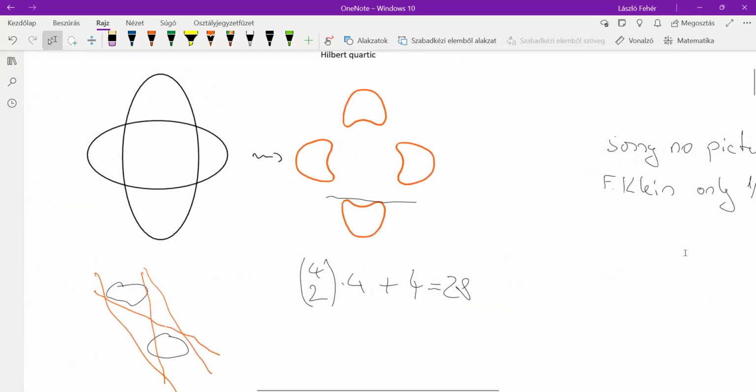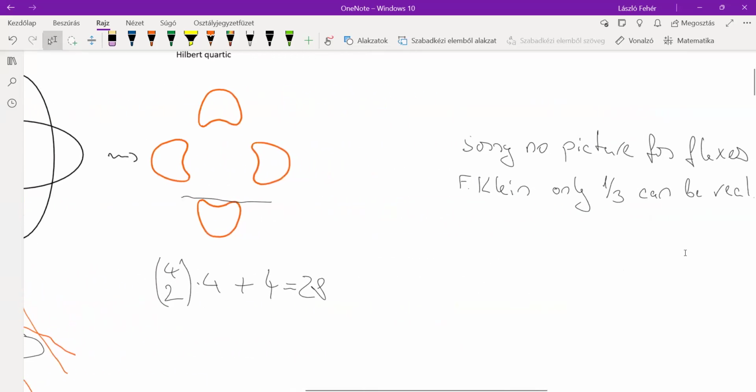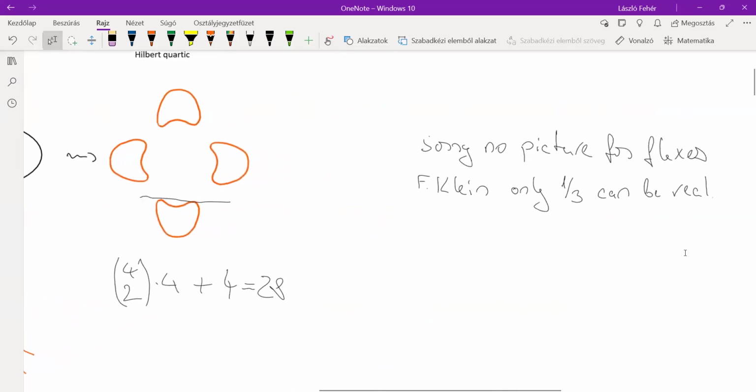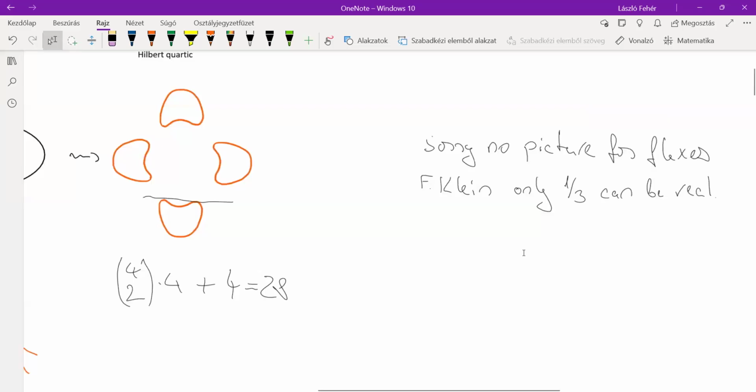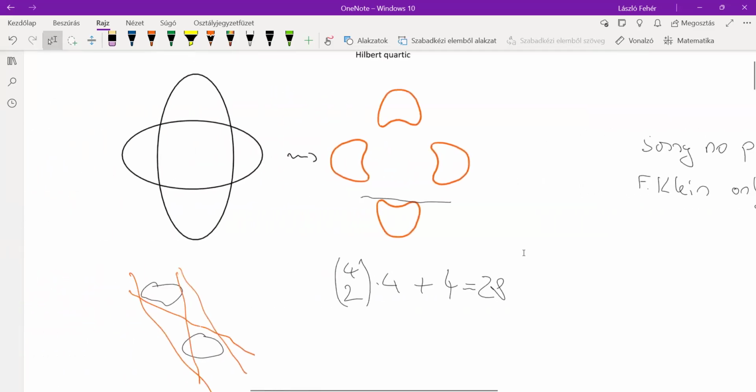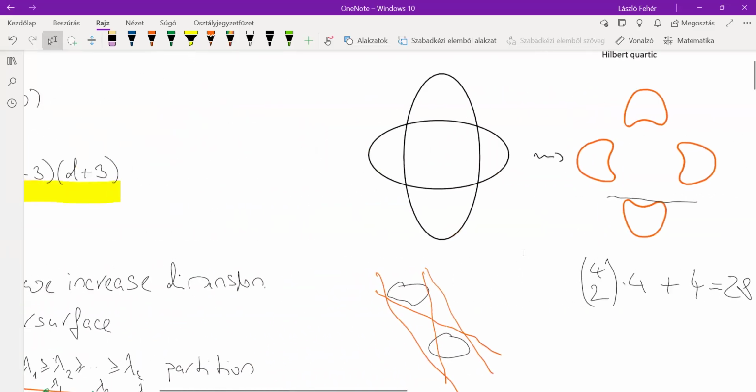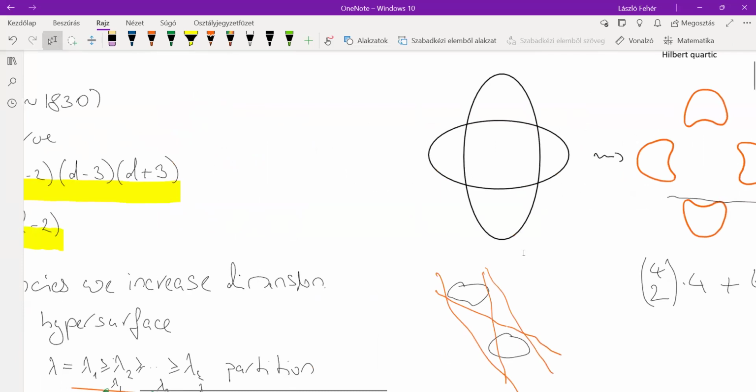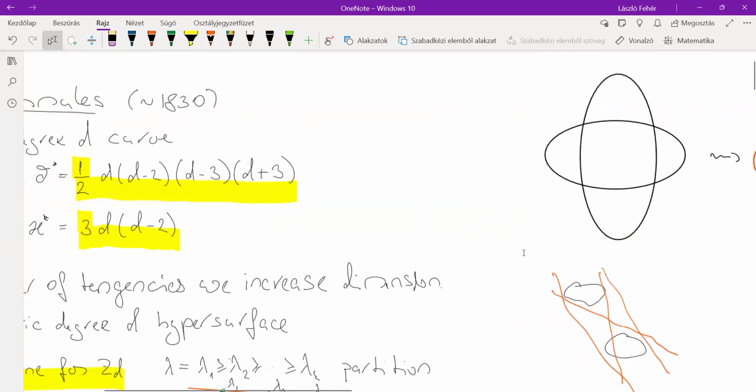Unfortunately, there is no picture for the 9 flexes of a degree 3 curve, of a cubic curve, because Felix Klein proved that only 1/3 of the flexes can be real. But later I will try another roundabout way to explain these 9 flexes.